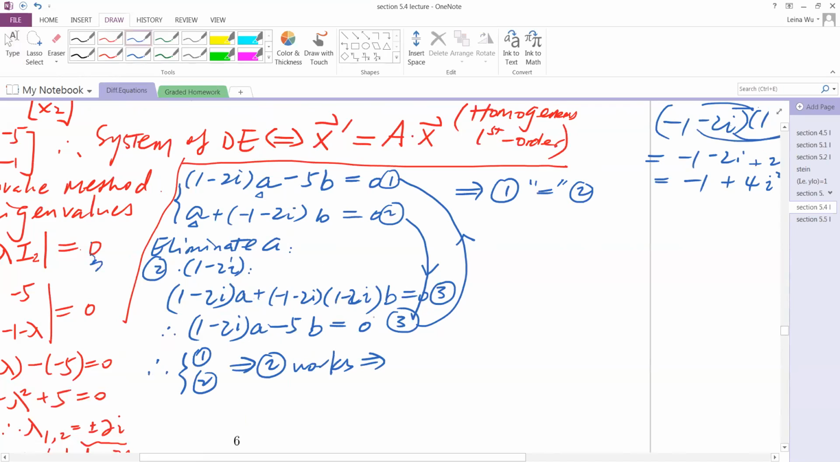So equation 2 works, so that tells you that a, can I express a in terms of b from equation 2? A would be this whole thing, right? I can just move this whole thing to the right. So it's just 1 plus 2i times b.